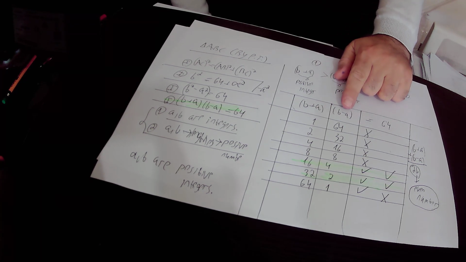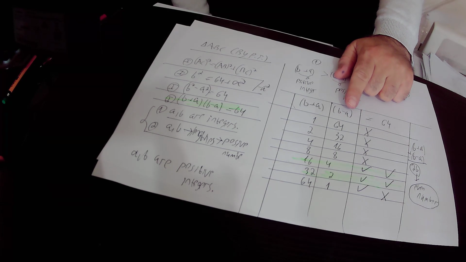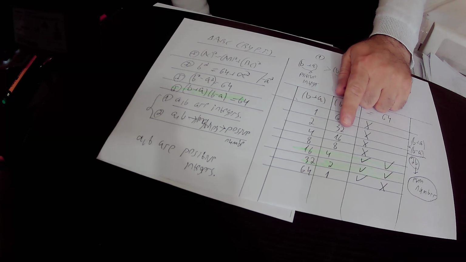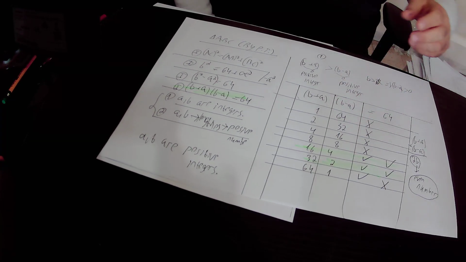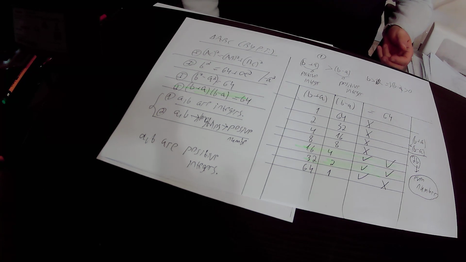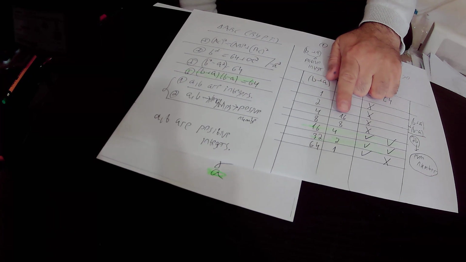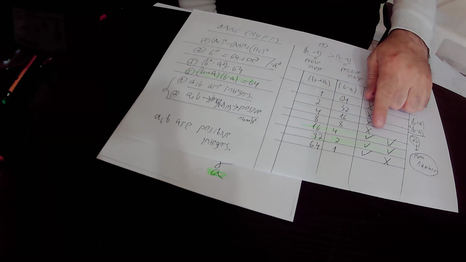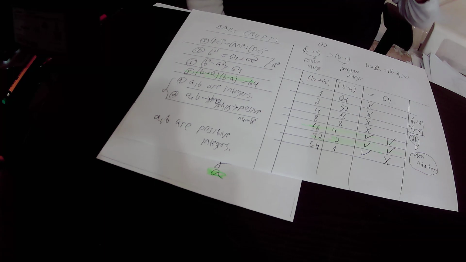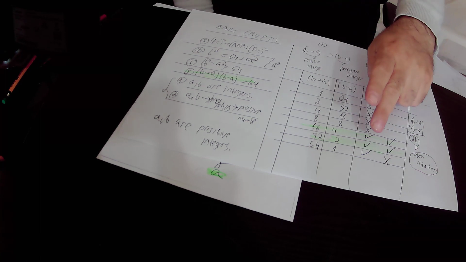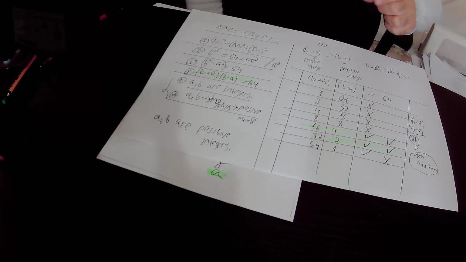1 is not greater than 64, that is to say it is not a good option. 2 is not greater than 32, 4 is not greater than 16, 8 is not greater than 8. All those options are invalid options. And we found out here 16 is greater than 4, that is to say it is a good option. 32 is greater than 2, this is also a good option. And finally 64 is greater than 1, therefore this is also a good option. So we have 3 possibilities for the answer to the question.